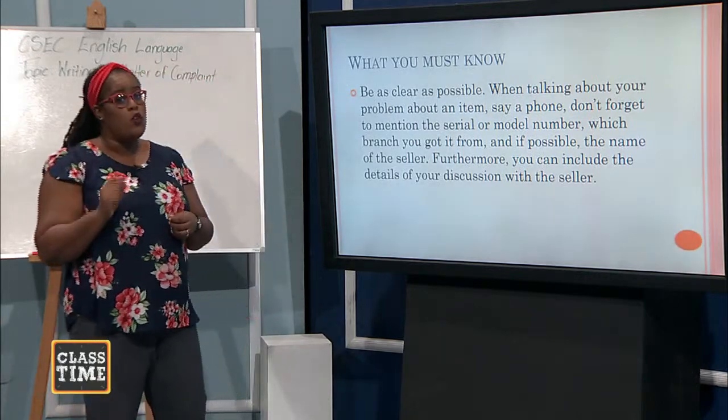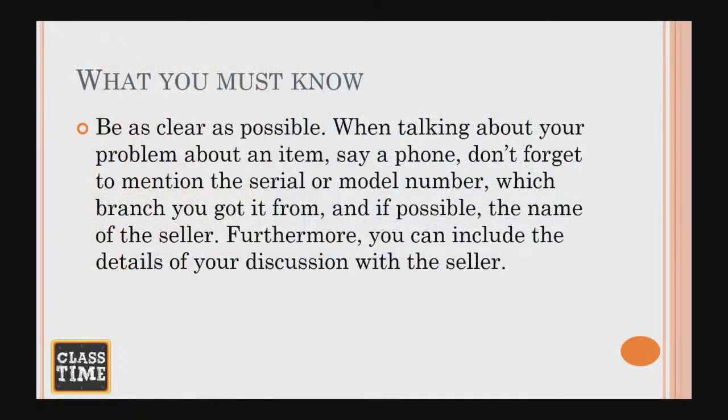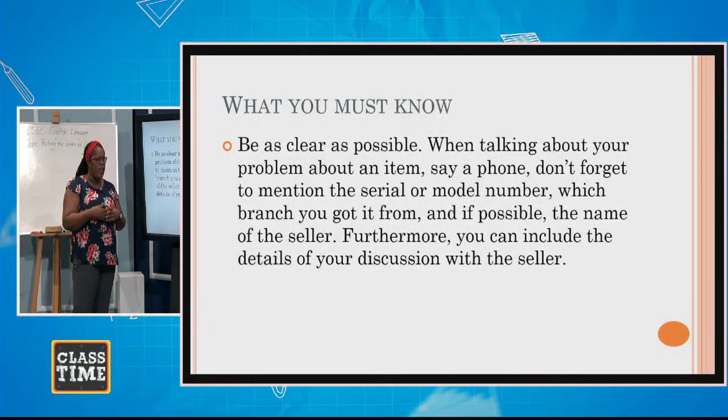All right, what you must know. Be as clear as possible. When talking about your problem about an item, say a phone, don't forget to mention the serial or model number, which branch you got it from, and if possible, the name of the seller. Furthermore, you can include details of your discussion with the seller. Now, all this information, why do you think all this information is important?